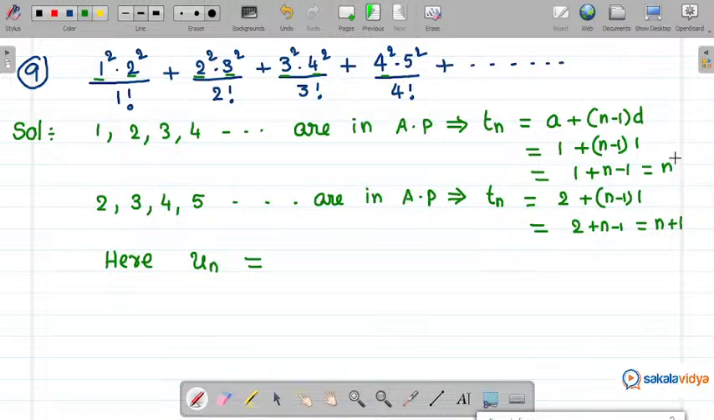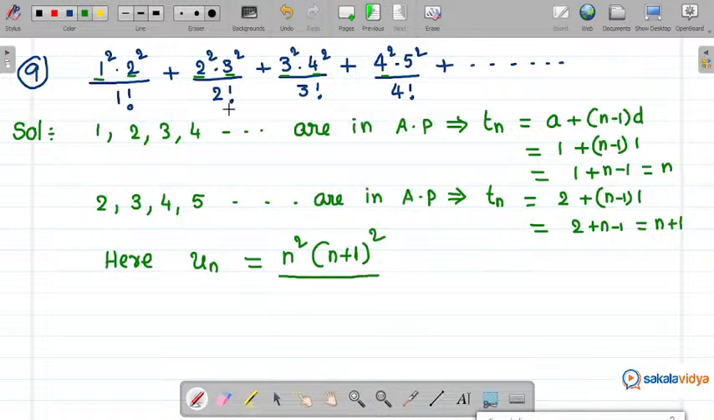Actually here, the nth term of the first factor is n square, and the nth term of the second factor is n plus 1 whole square. That means n square into n plus 1 whole square. So this is the nth term of the numerator.